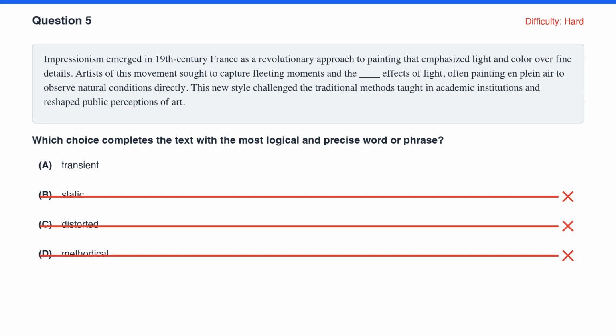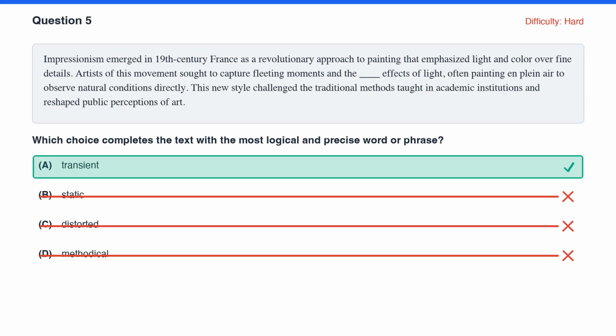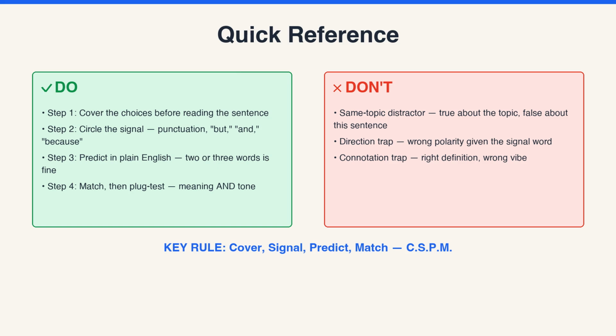Cross it. Choice A, transient. Direct match. Transient is the SAT vocabulary version of short-lived. Answer A. The and signal is doing the heavy lifting. Same direction as fleeting, eliminate 3 out of 4 choices in one move. That's the formula working. The words in context formula.